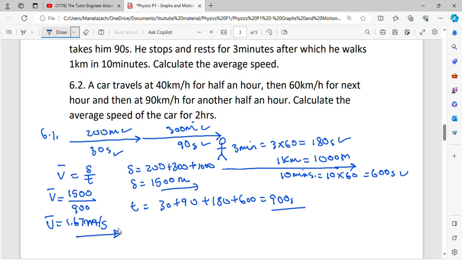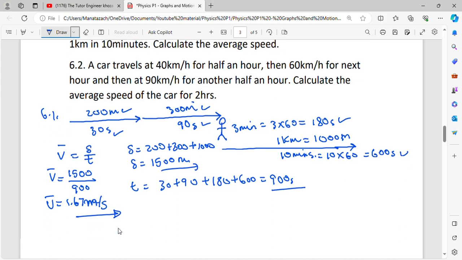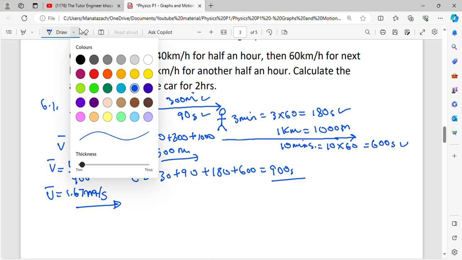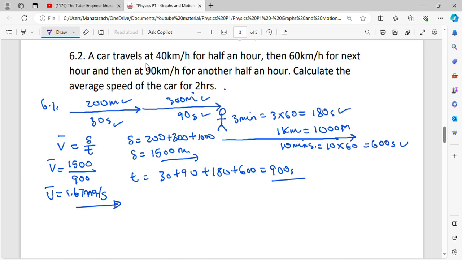Okay, that's 6.1. Let's go to 6.2. Okay, let's use a different color for 6.2. A car travels 40 kilometers per hour for half an hour, and then 60 kilometers per hour for the next hour, which is 1 hour, and then 90 kilometers per hour for another half an hour. Calculate the average speed of the car for 2 hours.